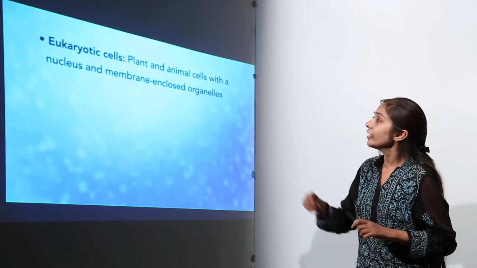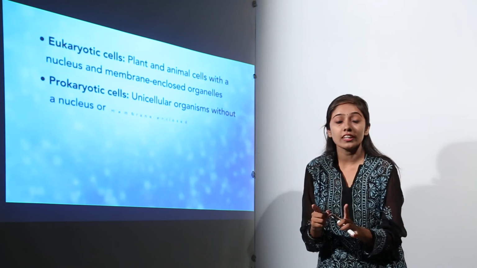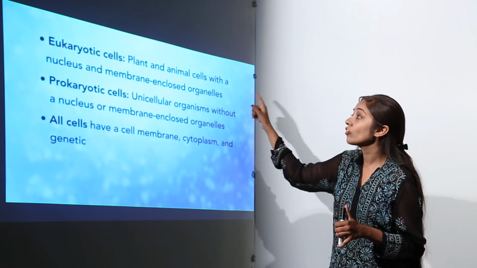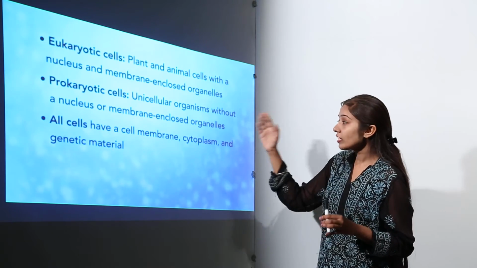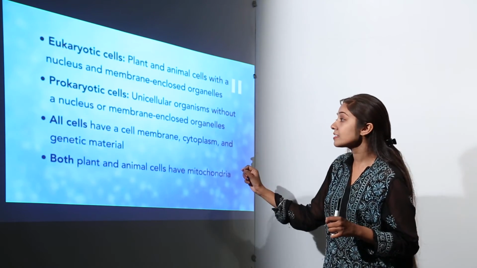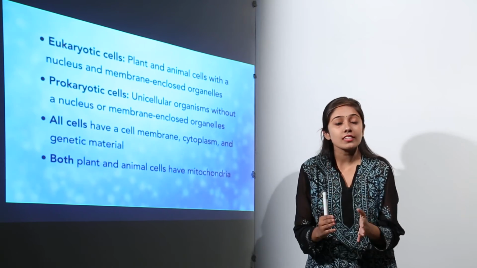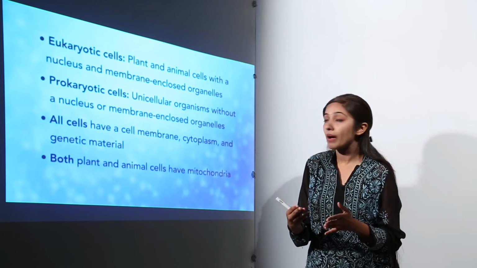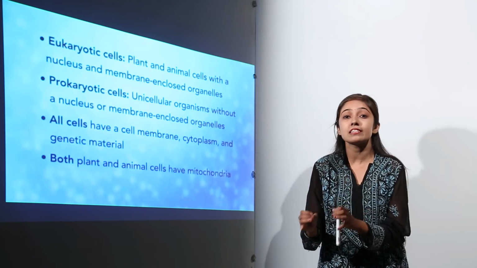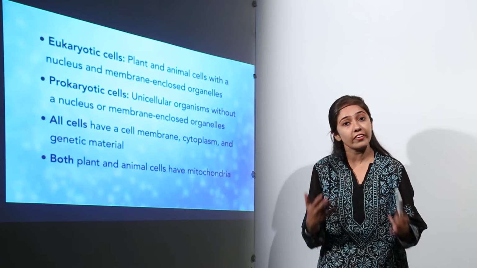Now let's summarize what we have read. Eukaryotic cells, these are the plant and animal cells, have a nucleus and membrane enclosed organelles, right. So in eukaryotic cells we have a well organized nucleus and well organized organelles that have membranes, but these are not present in prokaryotic cells. Prokaryotic cells are unicellular organisms without a nucleus or membrane enclosed organelles, and all cells have a cell membrane, cytoplasm and genetic material in the form of DNA, and both plant and animal cells have mitochondria. I have just given this overview so that you make up your mind to study all these structures, organelles, prokaryotic cells, eukaryotic cells, plant cells and animal cells in detail. We will discuss all the organelles' ultrastructure and their functions in greater detail.